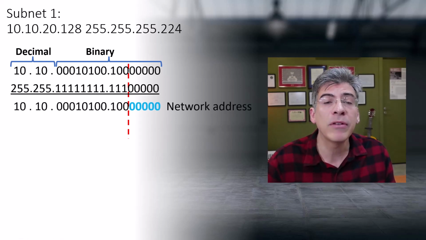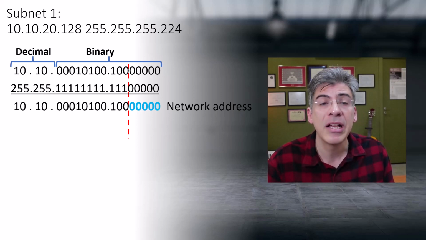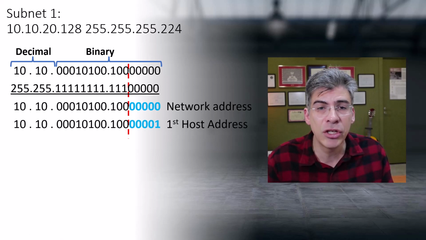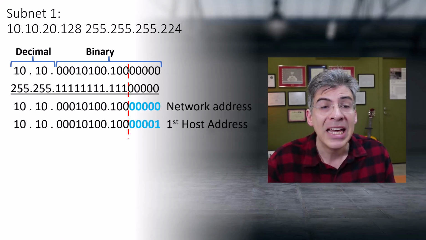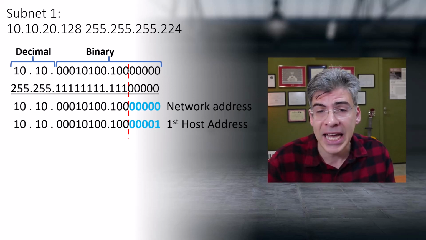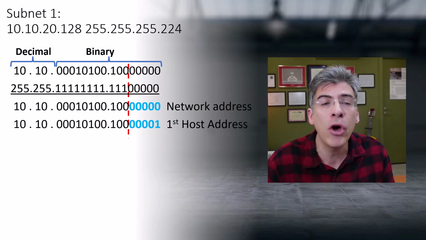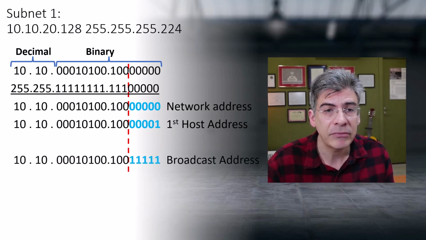Next, we write out the first host address. This is simply the network address plus 1. Now, it would make sense next to look at the last host address, but that's not always that easy. It's easier to determine the broadcast address first. Remember, the broadcast address has all the host bits set to 1, and here's what it looks like.